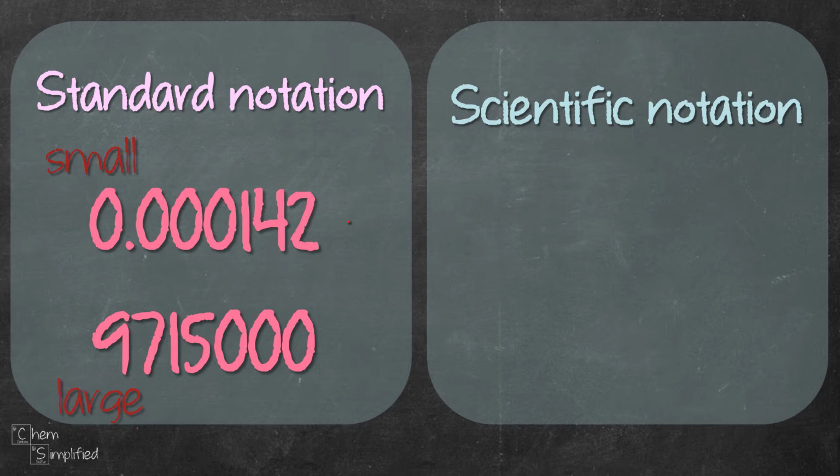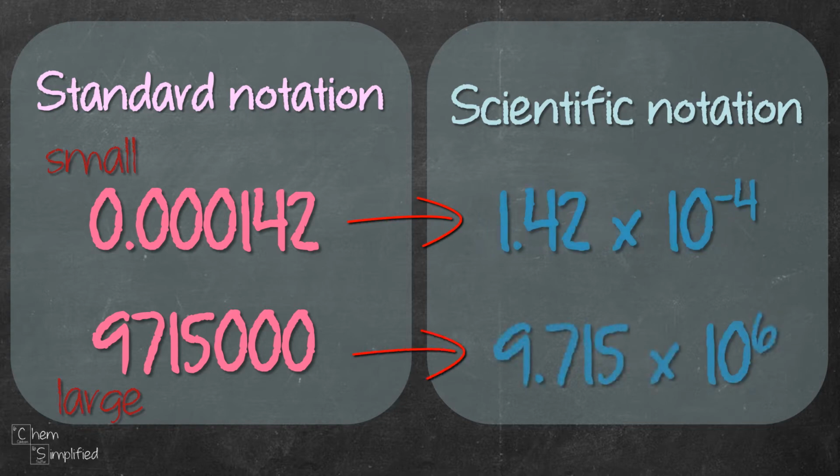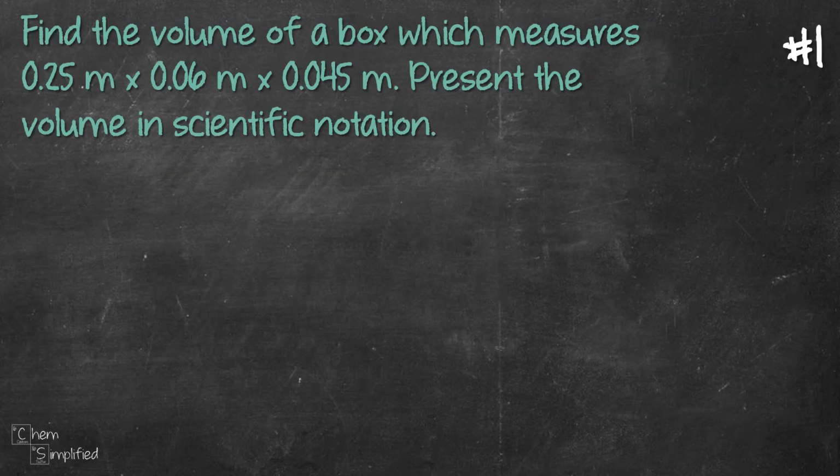Scientific notation, on the other hand, is written with only one digit in front of the decimal point, followed by the rest of the digits, and then it's accompanied with an exponent like this. Negative exponent indicates a small number, which is less than 1, and positive exponent represents a large number, which is greater than 1. Let's look at our first example.